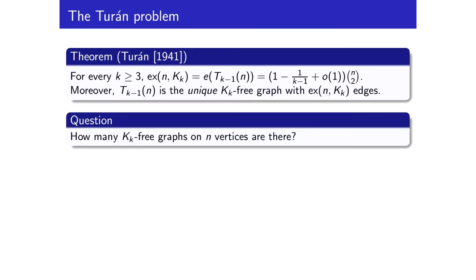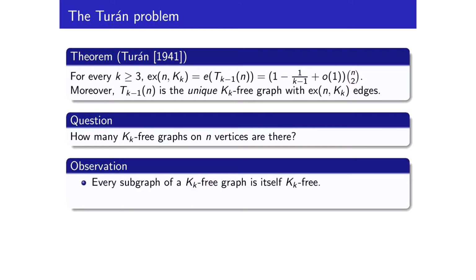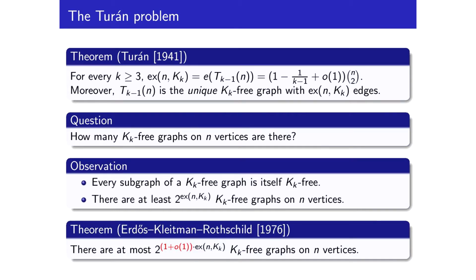And the question that we are more interested in is the counting version: how many K_k-free graphs on n vertices are there? Observing that if you have a K_k-free graph, then every subgraph is K_k-free, so we find at least 2 to the extremal number of K_k-free graphs on n vertices, and it was proved by Erdős, Kleitman and Rothschild in '76. This bound is close to the best possible. This is a slightly corrected version of the theorem.